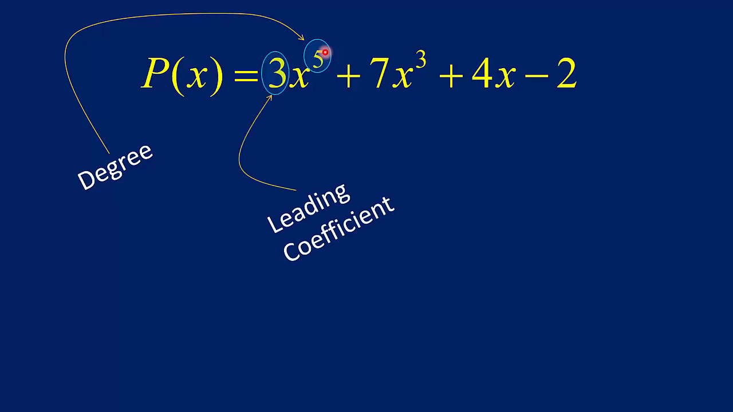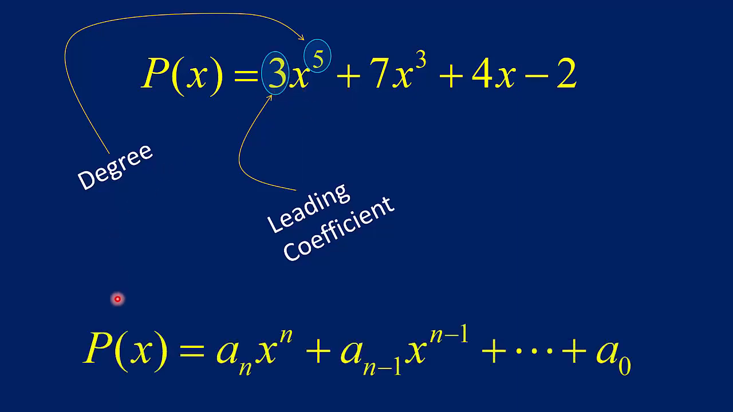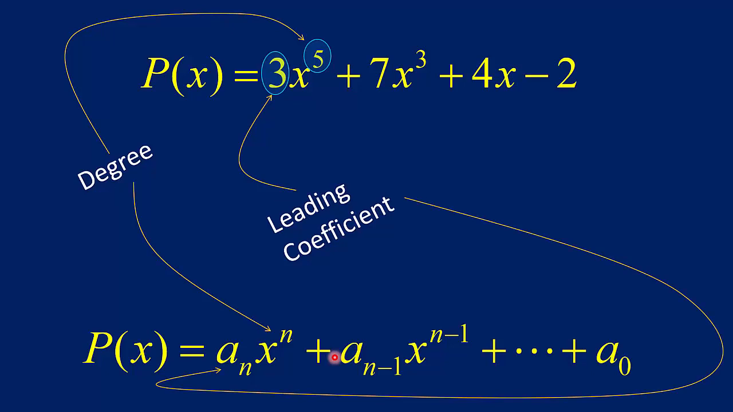Now, we also talk about the leading coefficient. The leading coefficient is the coefficient that's in front of that variable with the highest power. So in this case, x to the 5th, that's the variable with the highest power. The coefficient attached to it in front is 3. So the leading coefficient here is 3. Now, in general, we could have a polynomial that looks like this. This is the general way to write a polynomial. We have the degree n, this is an nth degree polynomial, and the leading coefficient here is a sub n.